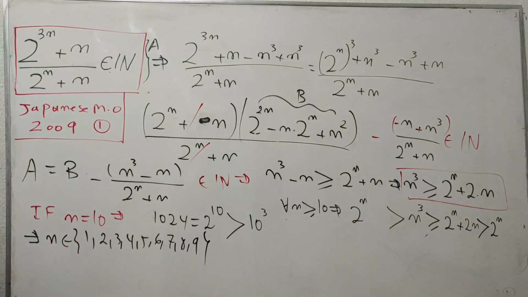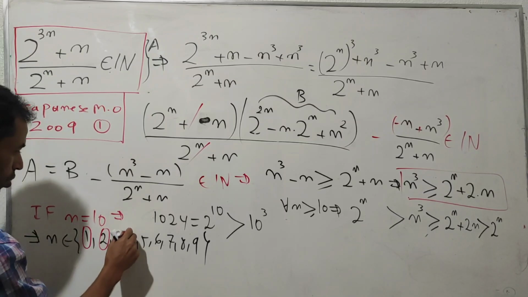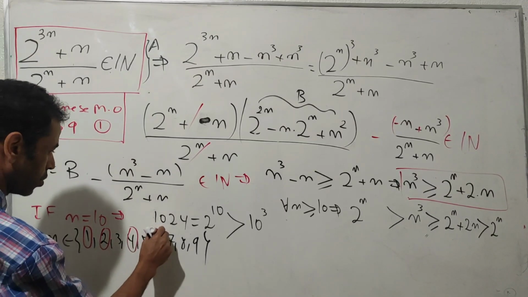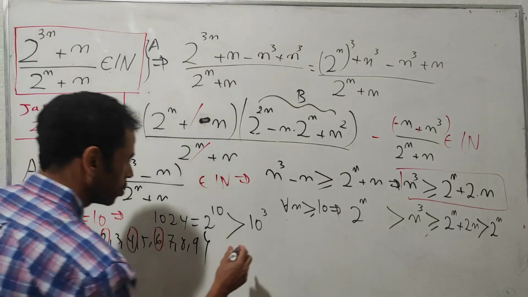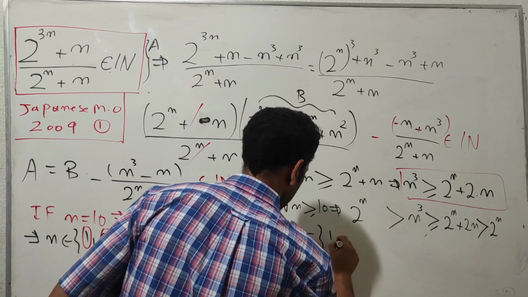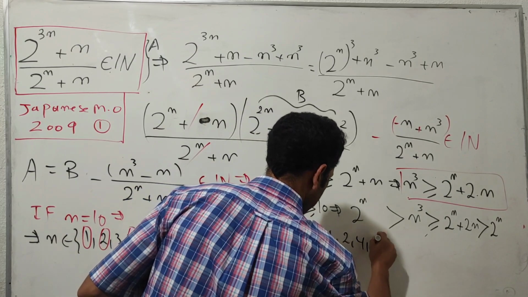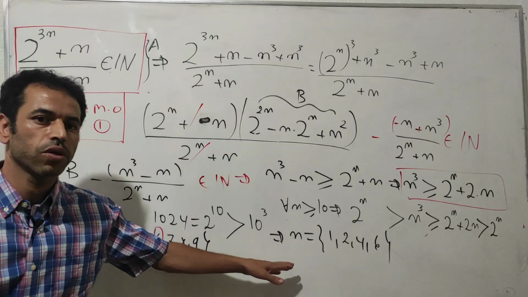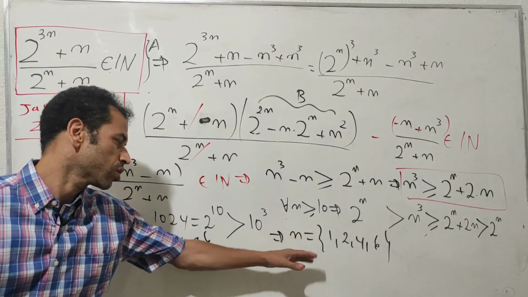As we check, you will find n equals 1 is a solution, n equals 2 is a solution, n equals 4 is a solution, n equals 6 is a solution. So let's write that down here: 1, 2, 4, 6. That's the only solutions that we get.